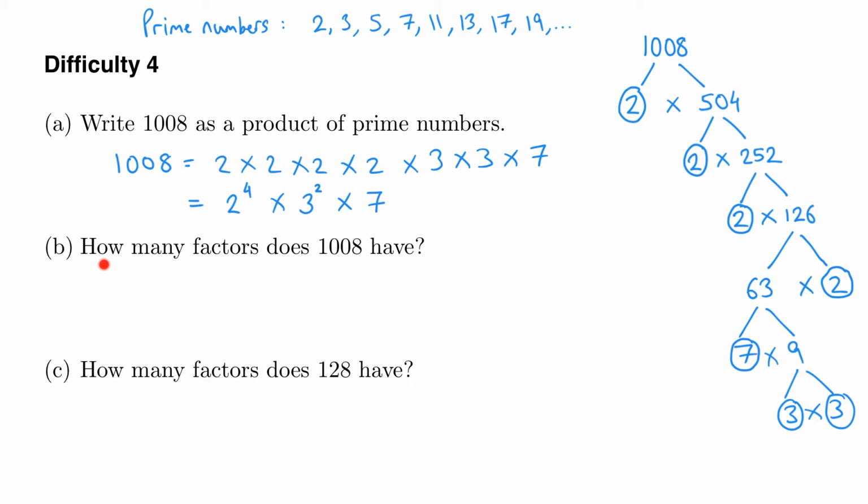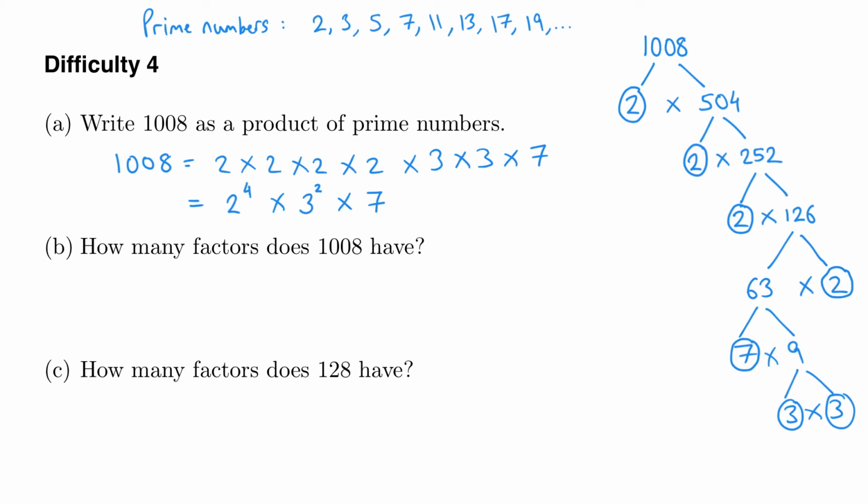Now in part B, we have to find how many factors 1008 has. Notice it's not asking how many prime factors does 1008 have, it's asking for all of the factors. Now, if we did this the way that we saw in an earlier video, it would take us a very long time. I would have to start by listing them all out, like 1 and 1008. I'd have 2 and 504. I would have 3 and 336. And there would be loads of factors to list out, and it would take us a very long time. So we don't want to use that method. I'm going to get rid of all of that and show you a different way.